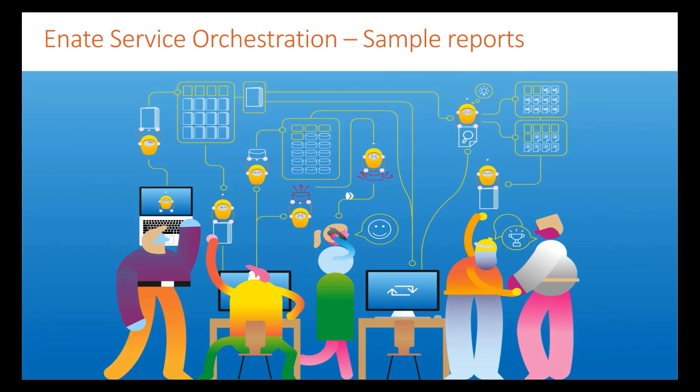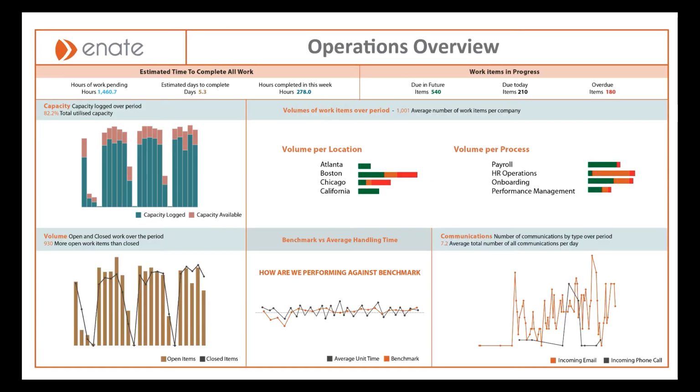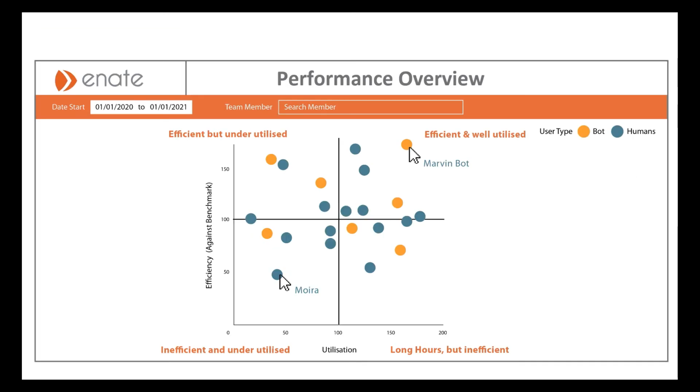Reports in Enate are configurable depending on business needs. Broadly, we have 4 groups. Day-to-day operational reports are a real-time view of your business. These cover items such as workload volumetric, timeliness, trends, turnaround time, actual handling time. Utilization and productivity reports cover team, process, and individual productivity and utilization metrics.